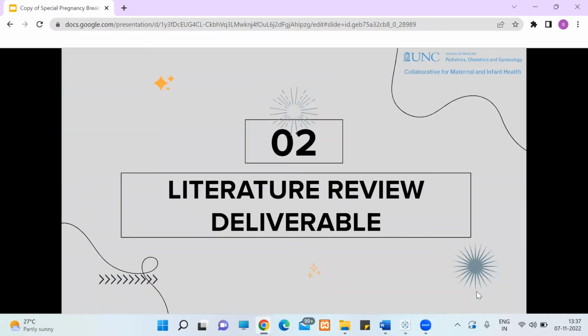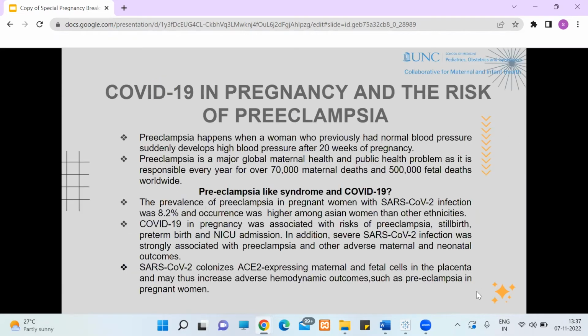So here's my first deliverable, the literature review. I have done literature reviews on 4 perinatal research topics, and I'll give a summary for each topic. So here's my first topic, COVID-19 in pregnancy and the risk of preeclampsia.